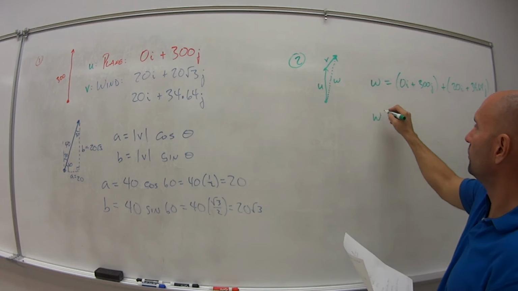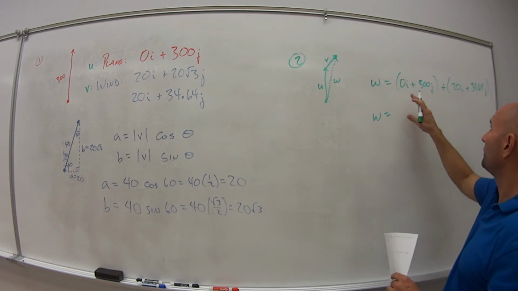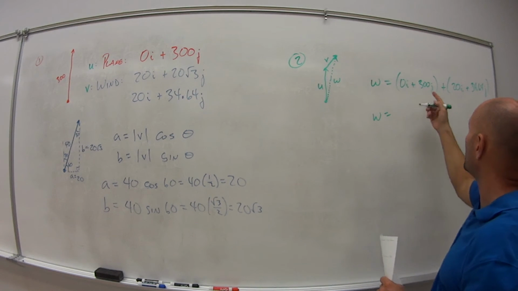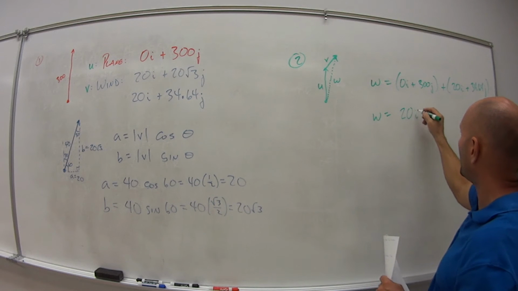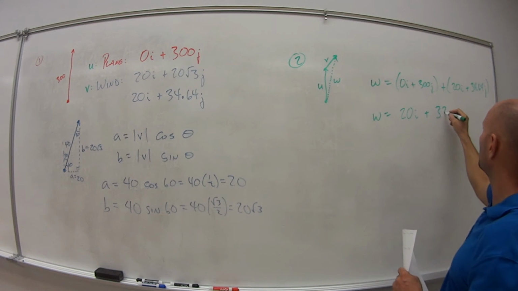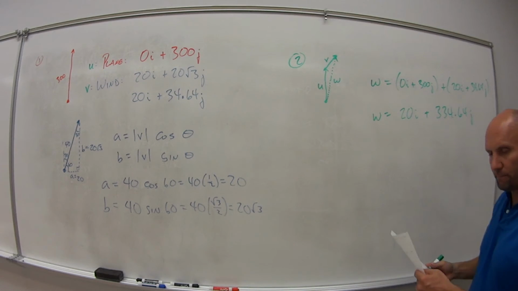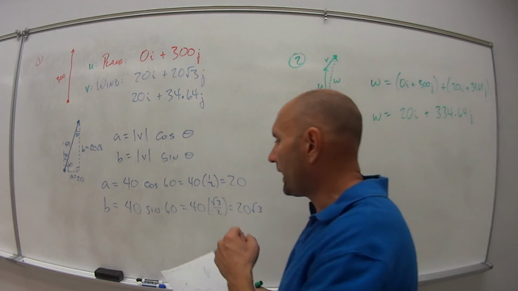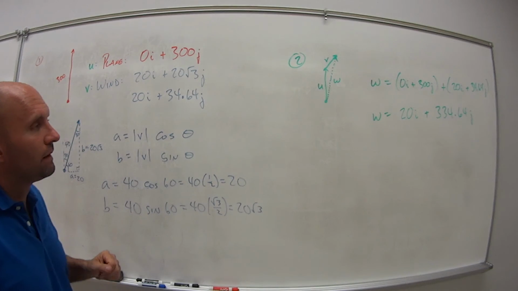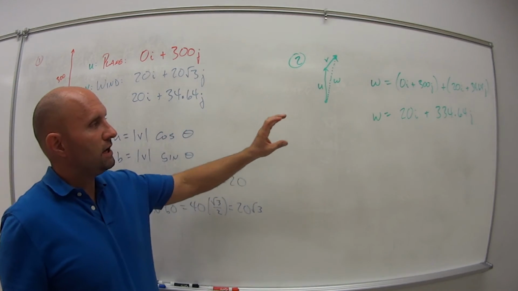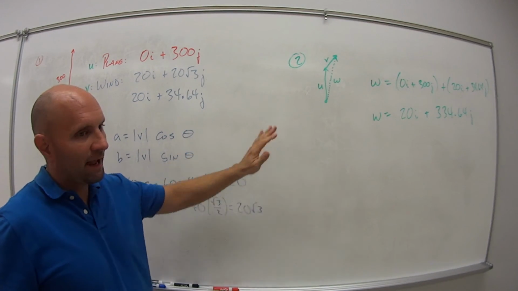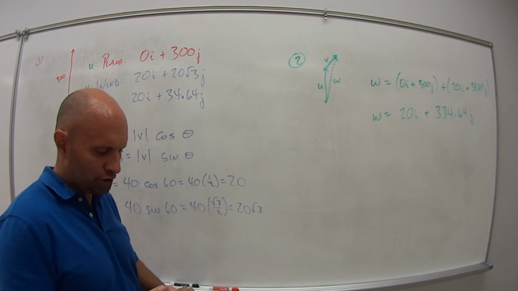So all we have to do is basically combine like terms. Add the I pieces, add the J, so we get 20I plus 334.64J. So that is the true velocity of the plane as a vector. So that's question number 2.